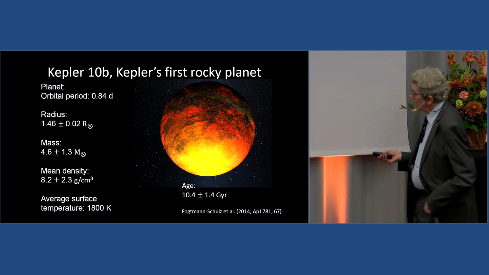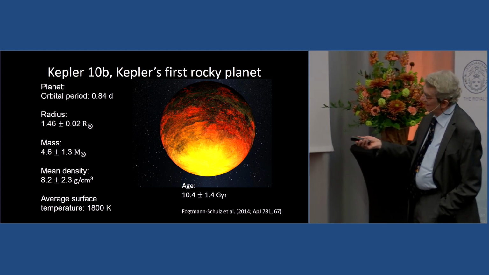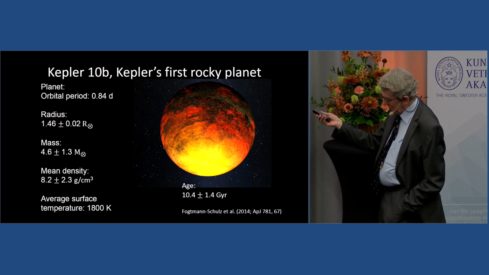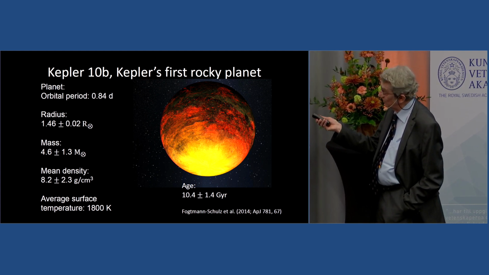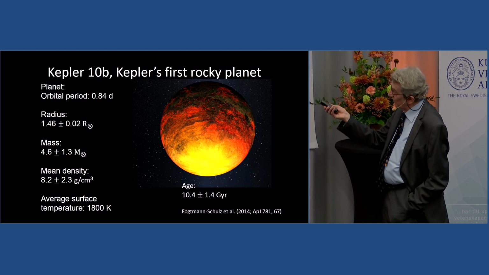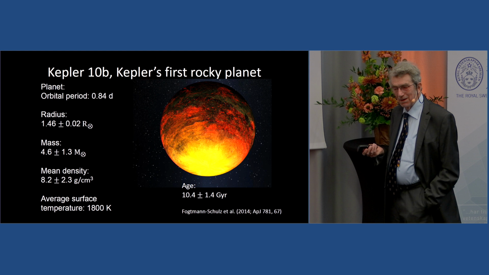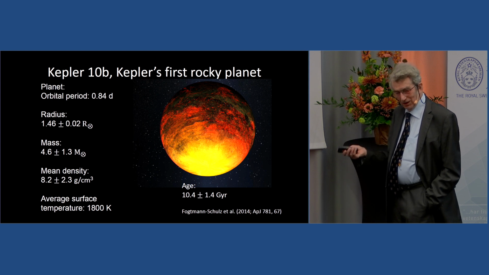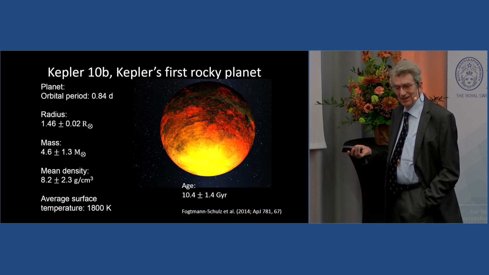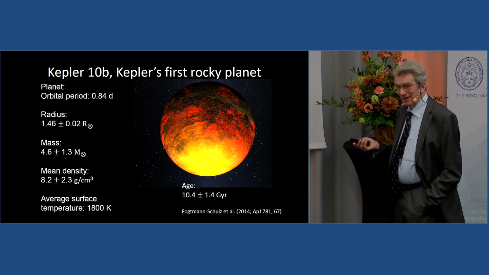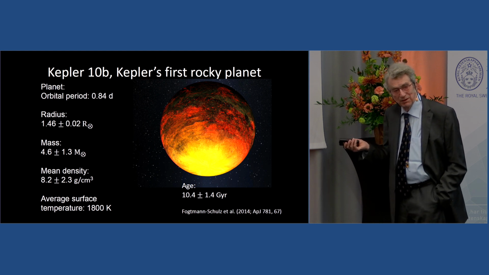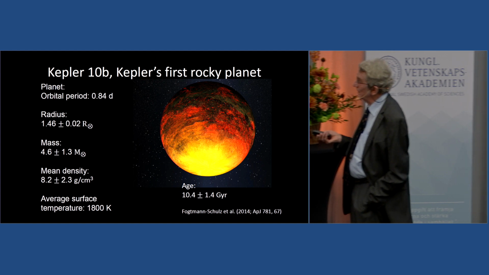Now, of course, it's very close to its star. The age we know from the age of the star, 10 gigayears, and the surface temperature we can estimate to be about 1600 centigrade. So if you want to find another planet to move to, this is not it. And this is just one example of very many planets we can characterize in this way.